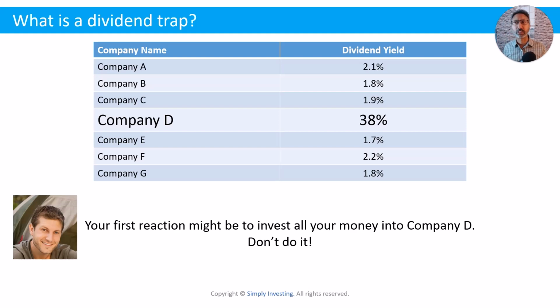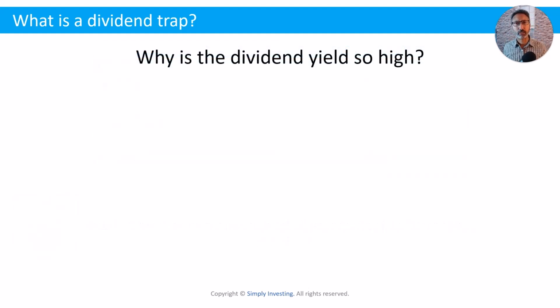So just looking at the list of 7 companies, company D is a potential dividend trap, and it requires a little bit more investigation. So why is the dividend yield so high? Every other company, it's around 2%.